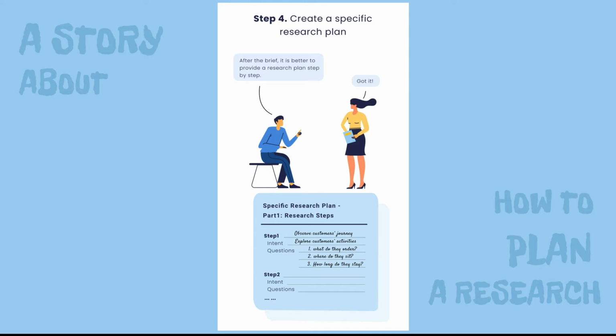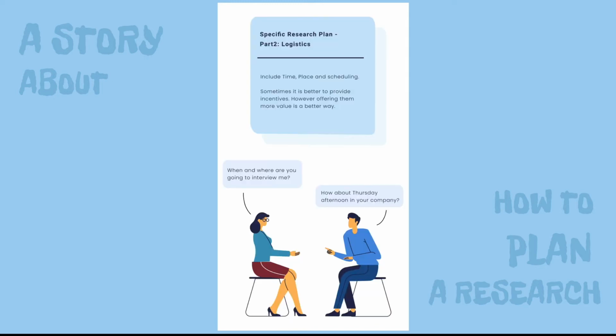And for the questions, maybe the first can be what do they order, and the second can be where do they sit, and third can be how long do they stay. So you can just use this example as a step you do. For the second part, we need to consider logistics. It includes time, place, and scheduling. Sometimes it's better to provide incentives. However, offering them more value is a better way.